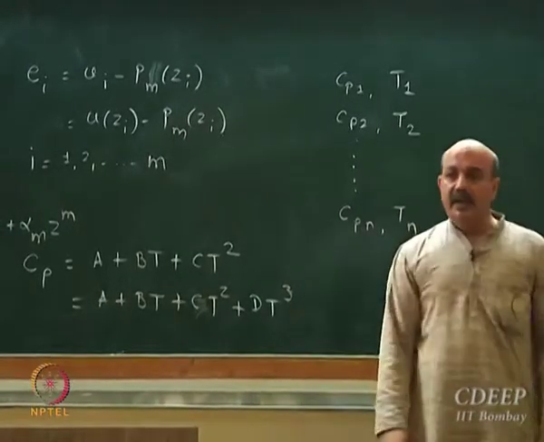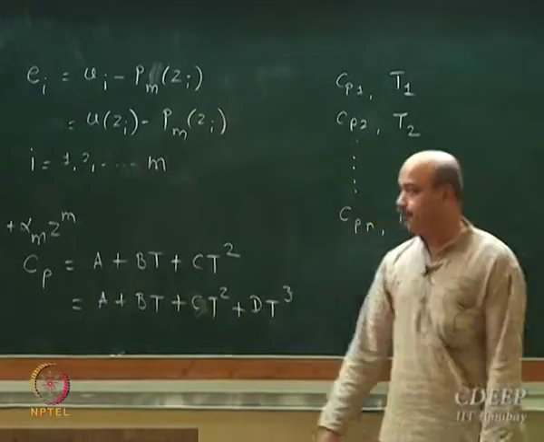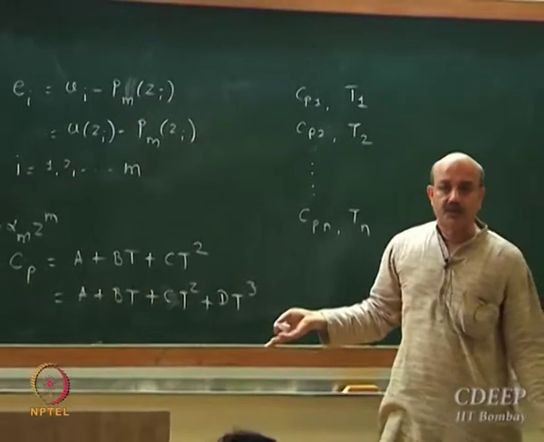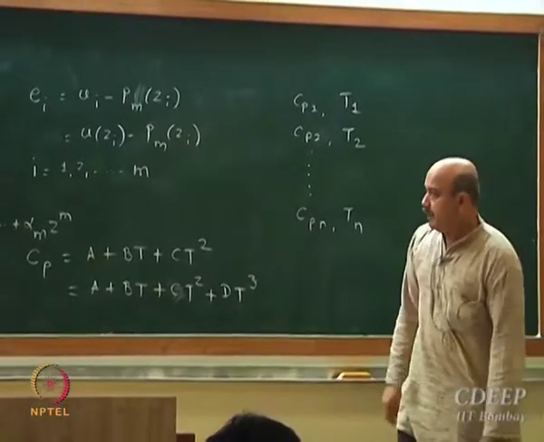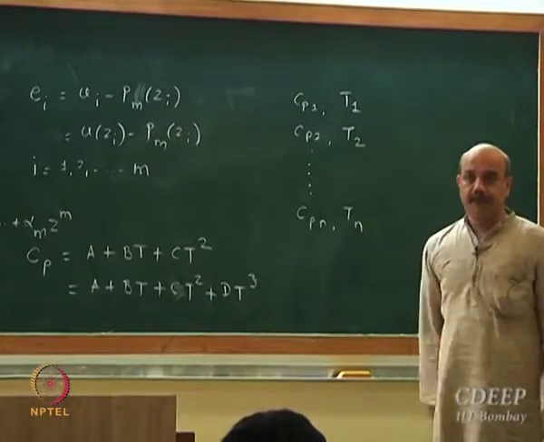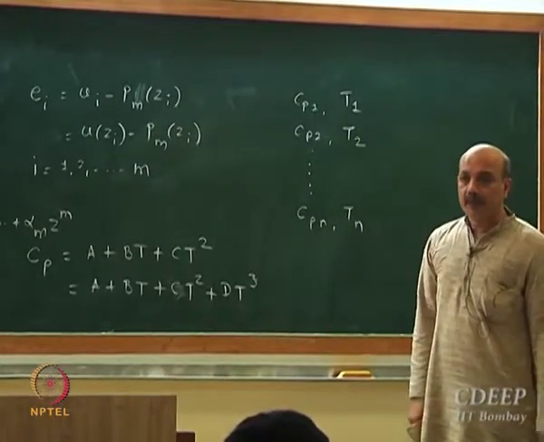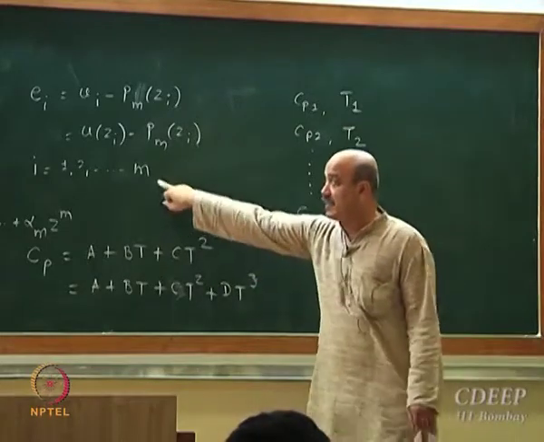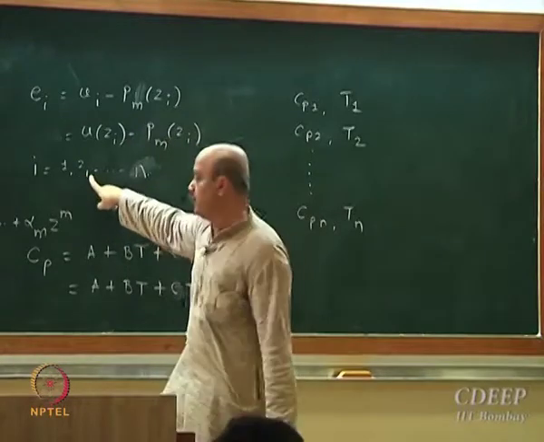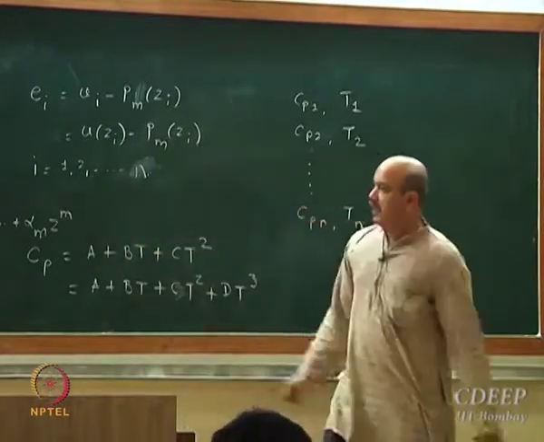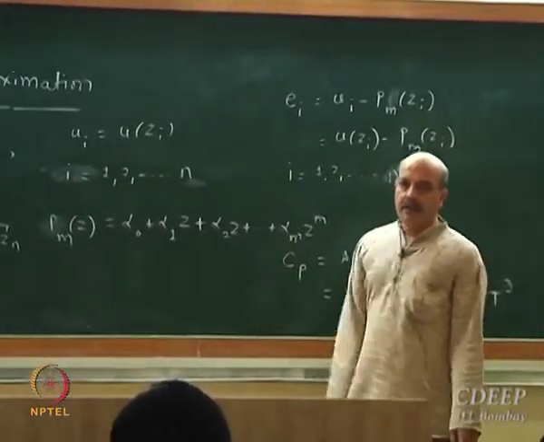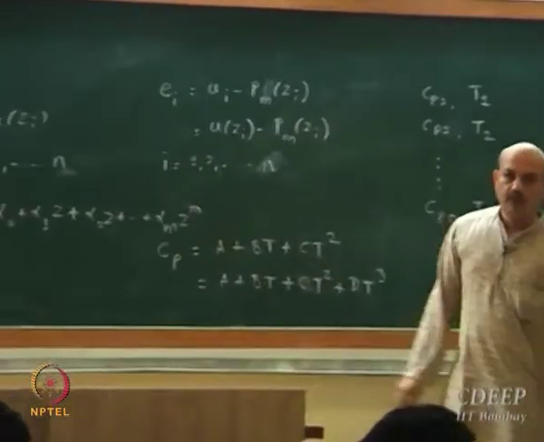The problem is that there are more equations than unknowns. So now we have to do something about this. Here i goes from 1 to n, not 1 to m. The number of coefficients here is m plus 1, but i goes from 1 to n.